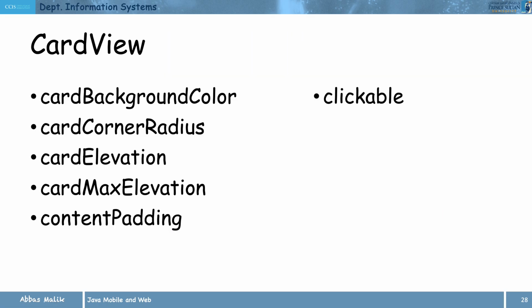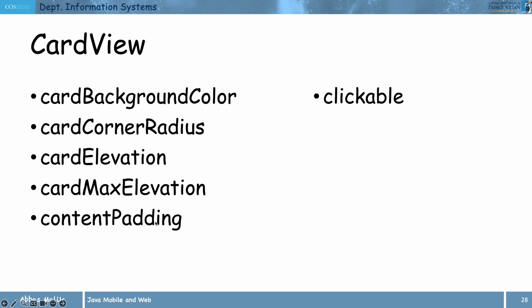In the card view, we can change the background color, we can change the corner radius, so that rather than having pointy corners, we have curves. Elevation gives you the effect that it's 3D. It's a simple 2D screen, but it gives you a shadow and looks like it's 3D, but it's not. So elevation is the maximum elevation it can have.